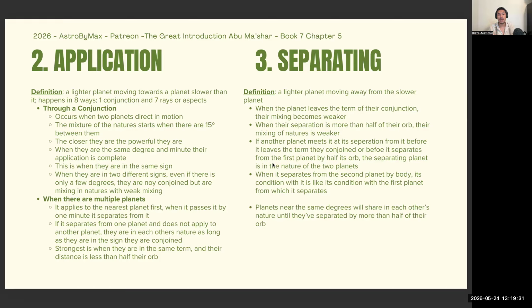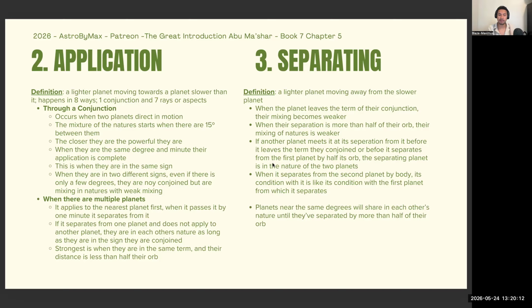That's very important here. And Abu Mashar also says that this is when they are in the same sign. So an application can only happen in the same sign by a conjunction. So the only way an application would happen with an out of sign conjunction is if one of the planets changes signs. Otherwise, there is no application there. And Abu Mashar says when they are in 2 different signs, even if they are only a few degrees apart, they are not conjoined, but they are mixing in their natures, in their tabi'ah, but it is a weak mixing.